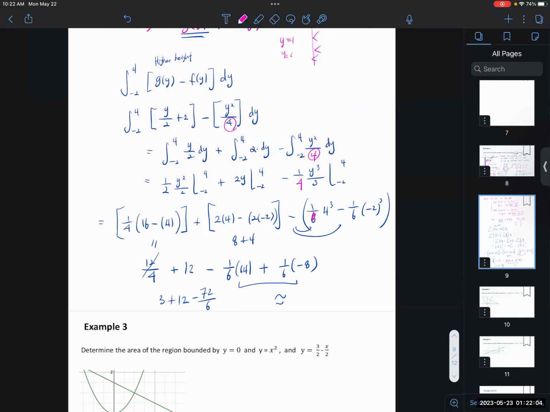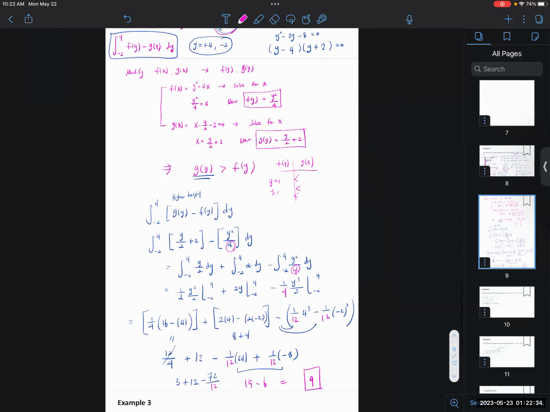So this one, instead of 6, I'm going to change that, guys, to 12. So this one is also 12. You can do it again yourself, you will get 12. So what happened is 3 plus 12 is 15. 15 minus 72 divided by 12, which is 6. So actually 9 is the area.